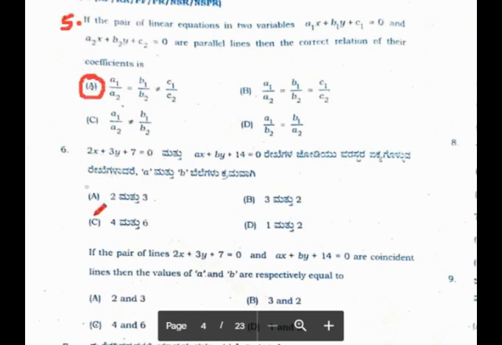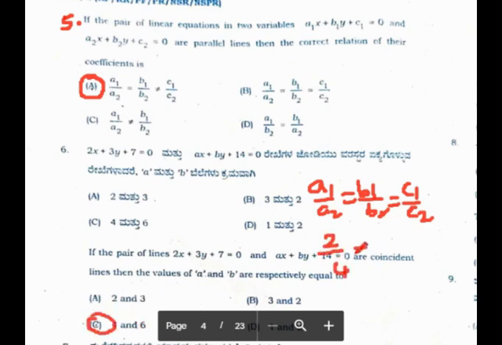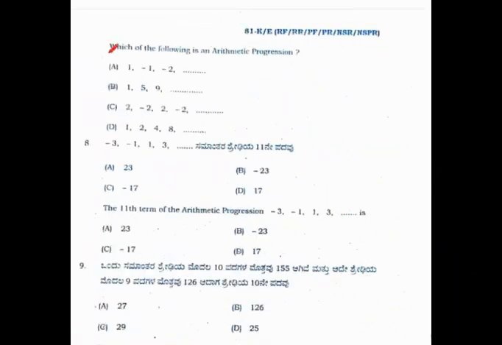Sixth question, 2x plus 3y plus 7 is equal to 0 and ax plus by plus 14 is equal to 0 are coincident lines. We know the condition for coincident lines, a1 by a2 is equal to b1 by b2 and is also equal to c1 by c2. So the correct option for this question is 4 and 6 because 2 by 4 should be equal to 3 by 6 should be equal to 7 by 14. So correct option is 4 and 6, option C.